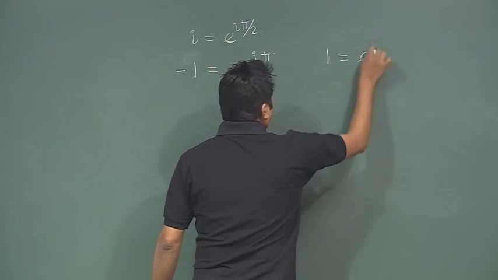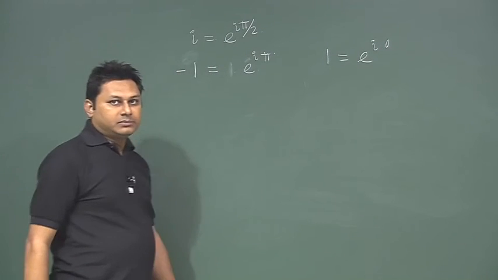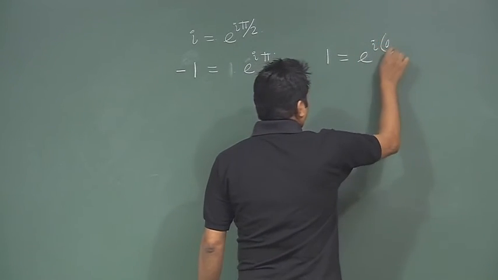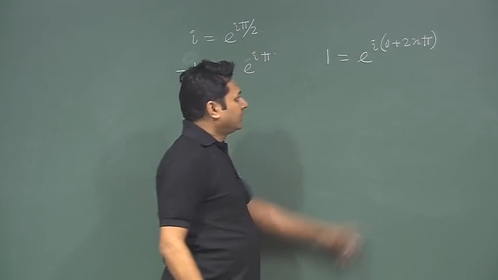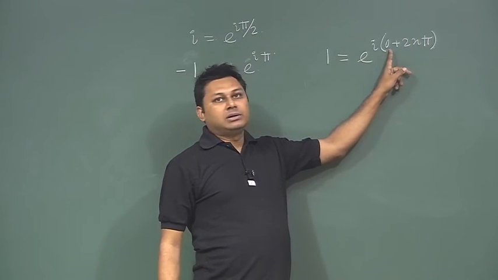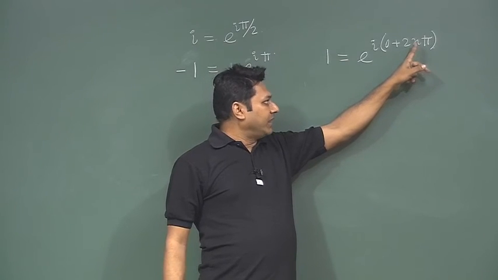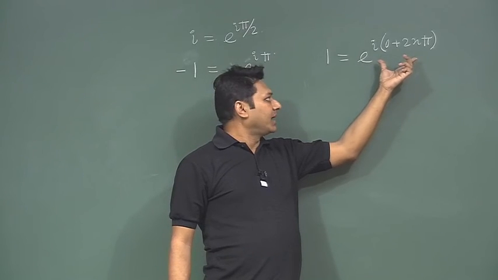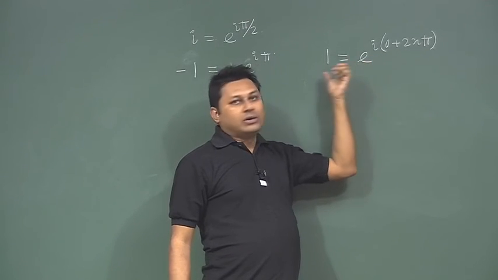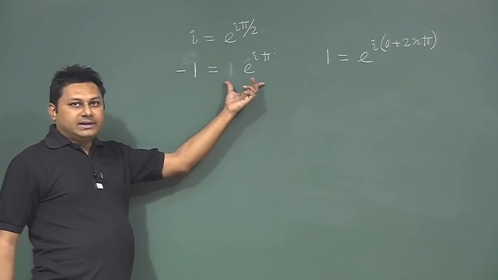1 will be e to the power of i into 0, as simple as that, plus 2 n pi, because 0 is the principal value and then this is the addition. But if I put n equal to 1, then we have e to the power i 2 pi, which will give you the value 1. So, no problem with that, but I am interested in minus 1, which is represented in this form.